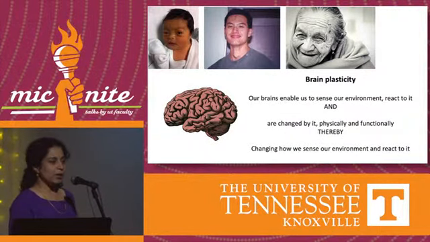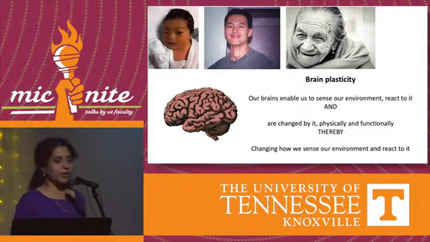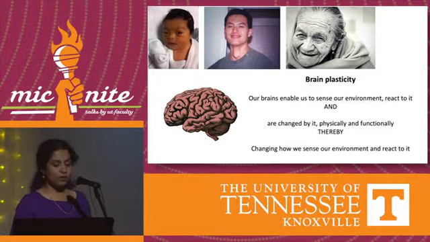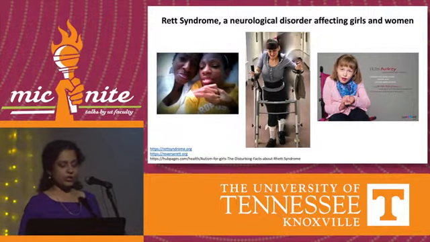Be it a newborn baby, an adult, or an elderly person, our brains enable us to sense our environment, react to it, and are changed by experience, just like what I'm going through right now. This process is called plasticity and is an underlying mechanism in learning. When this process goes wrong, our brains can show abnormal plasticity, resulting in neurological disorders.